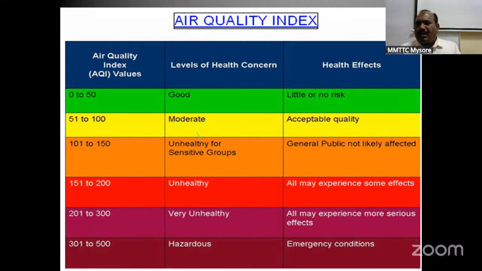101 to 150 is unhealthy for sensitive groups. Sensitive means children and aged persons; the general public is not likely to be affected. But 151 to 200 is unhealthy, and many may experience some effects. This is what Delhi has faced in the last 2 months, exceeding 150, or sometimes 170, 180, 200. In all metropolitan cities you will see the air quality index more than 100, more than 150, sometimes 200 also.